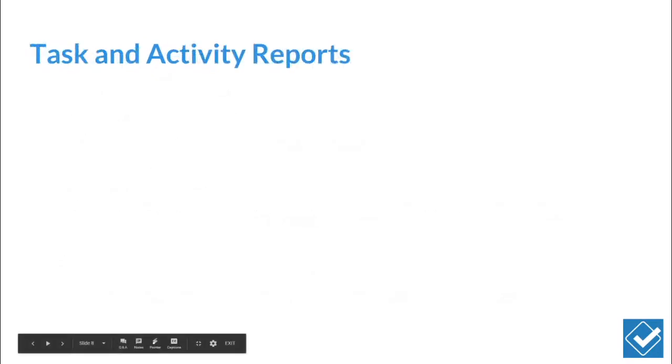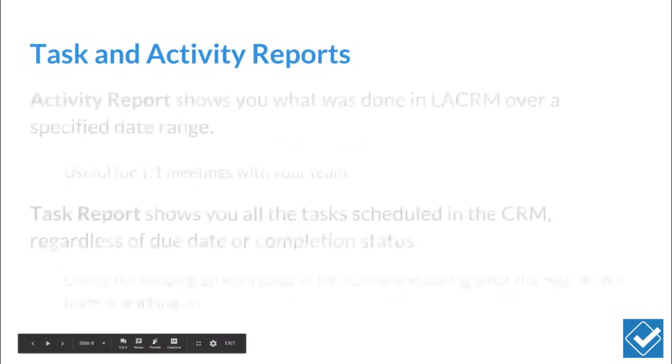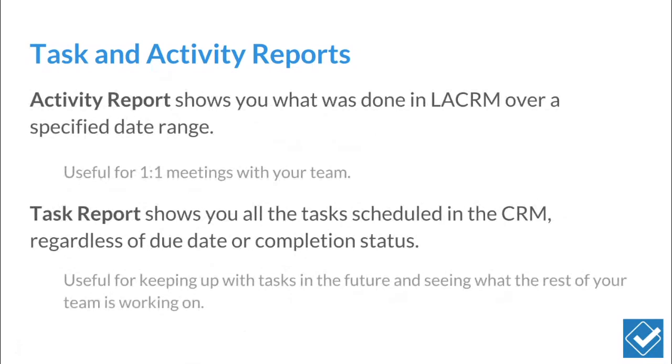So the first report we're going to talk about here are your activity and task reports. These are internal reports for you to track progress within the CRM and manage what you and your team are doing. The activity report will show you everything that was done in Less Annoying CRM over a specific date range. These will be all of the entered notes, completed tasks, attended events, logged emails, and pipeline updates. These reports are handy when you're trying to see what you or another user has done over a period of time. And for a lot of managers, they use this activity report to help them with one-on-one meetings with their team members.